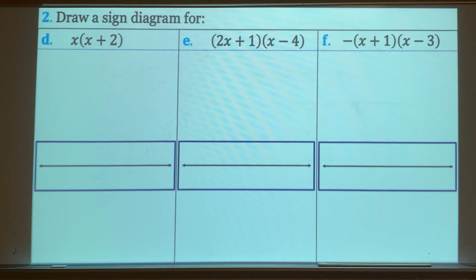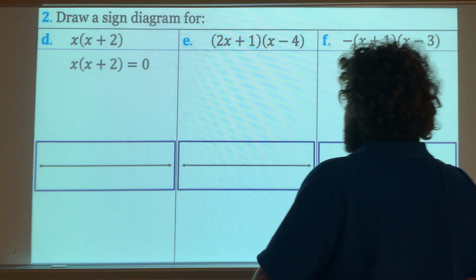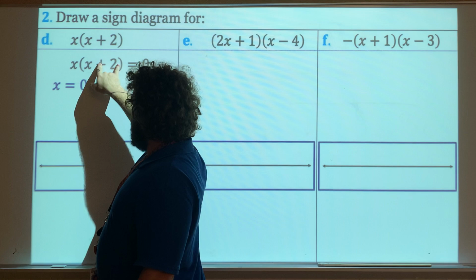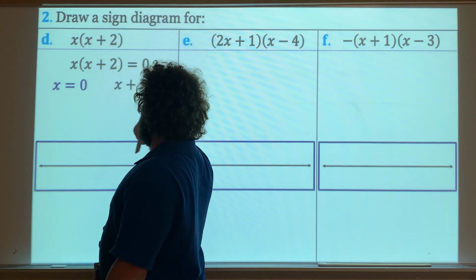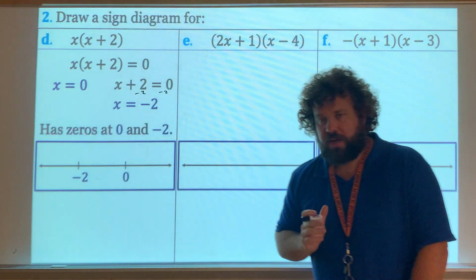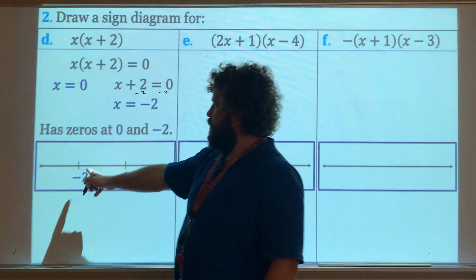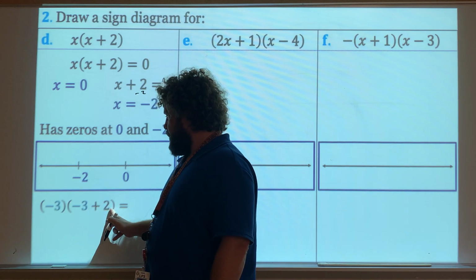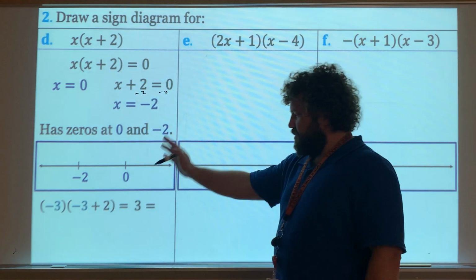All right. Problem D. Set it equal to 0. X equals 0. That's a 0. X plus 2 equals 0. Minus 2 from both sides. X equals -2. You have zeros at 0 and -2. Pick a number less than -2, -3. -3 times -1 is +3, so you have a positive.